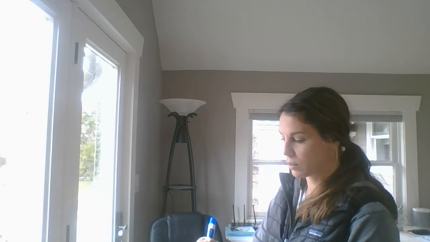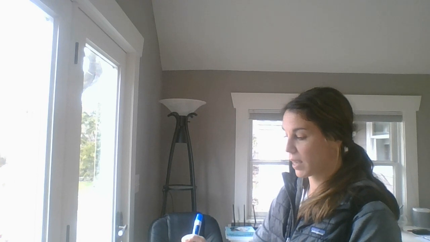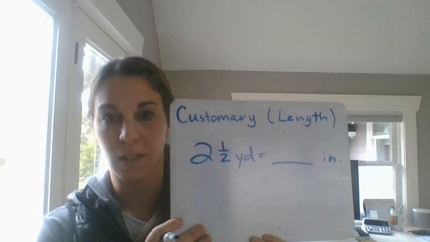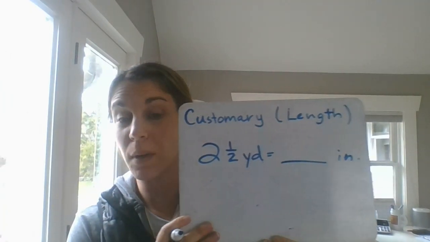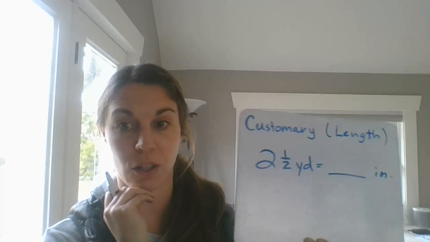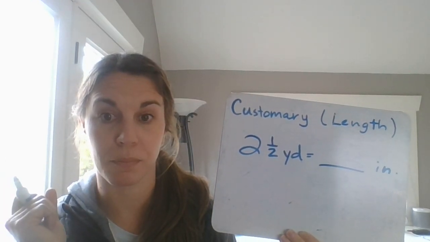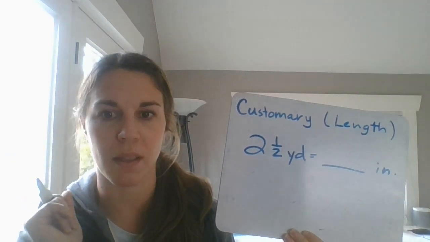I'm going to be really mean and put in a fraction. I know. You're like, Mrs. Pritchard. But I know you guys can do this. Okay, so 2.5 yards is how many inches? First step, Tyson, what are we doing? Yes, we're coding. That's the only thing we're doing.